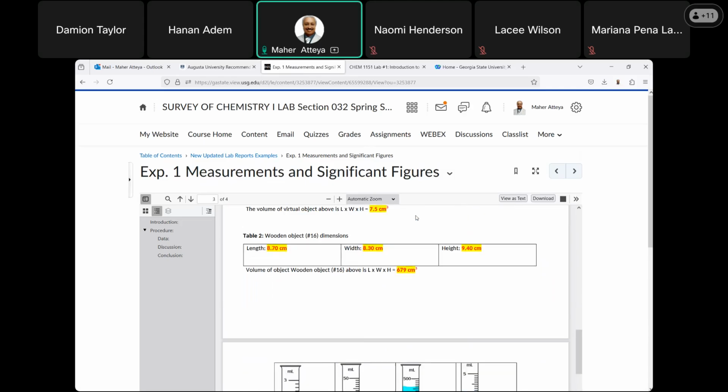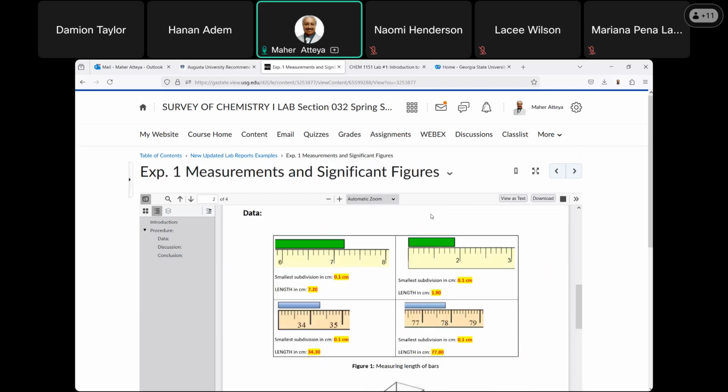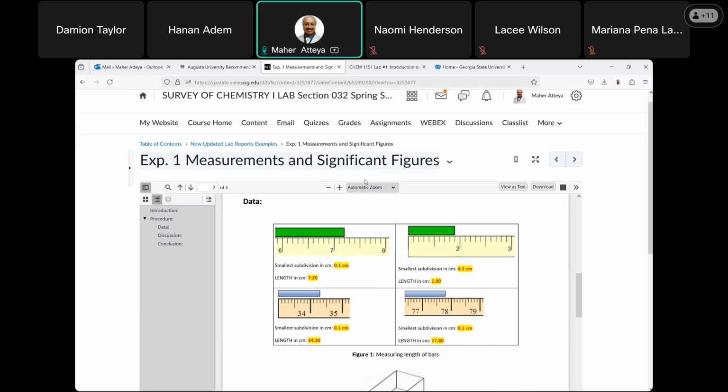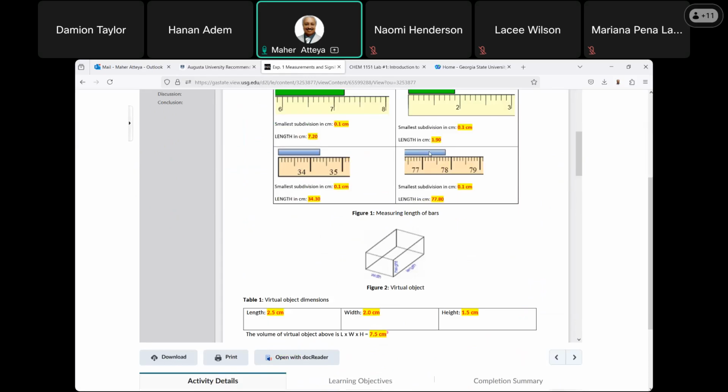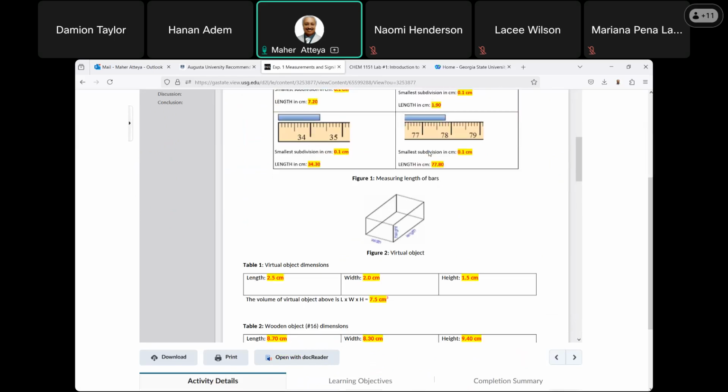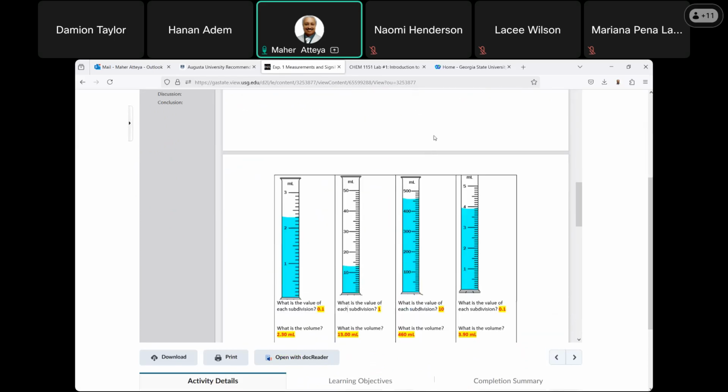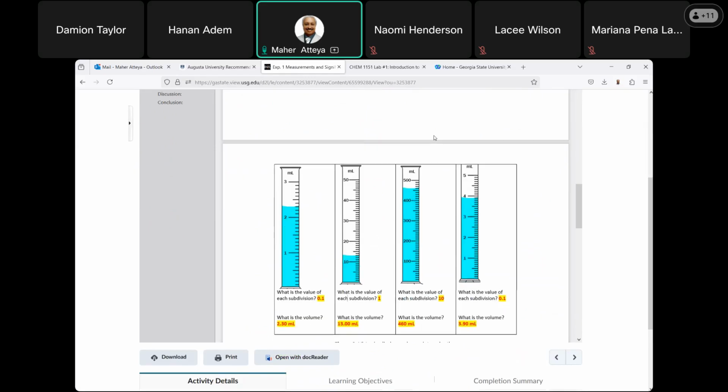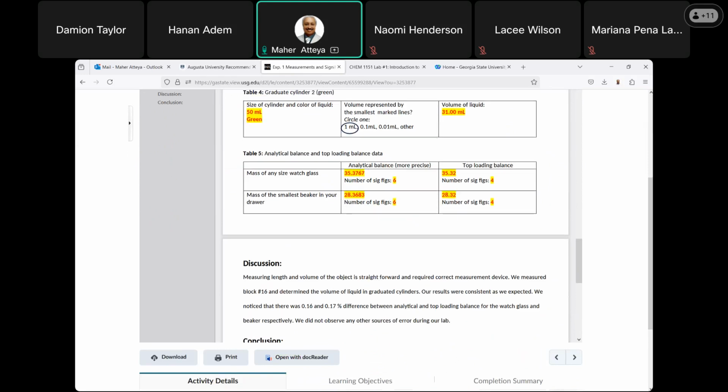So, for example, this first one here, this is the data we have done together. This virtual object, we determined its dimensions and the volume. Then we went to the graduated cylinder, and determined the whole volume and the subdivision value. Then we went to the balance, and then the watch glass and the smallest beaker we have. Now we don't have this. I told you to copy and paste this one here, the mass.